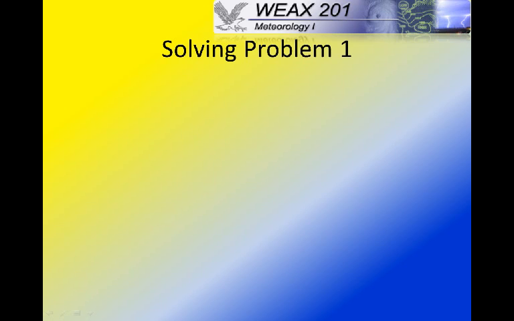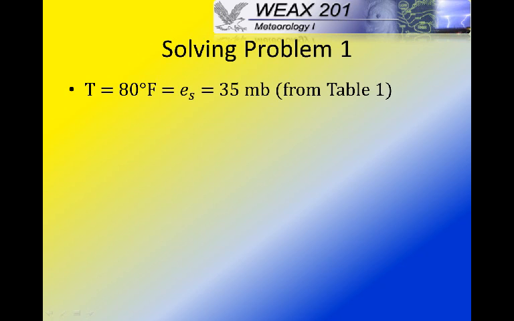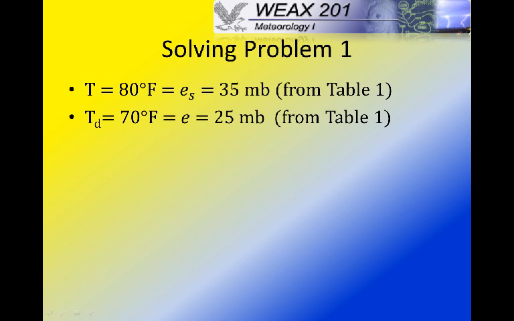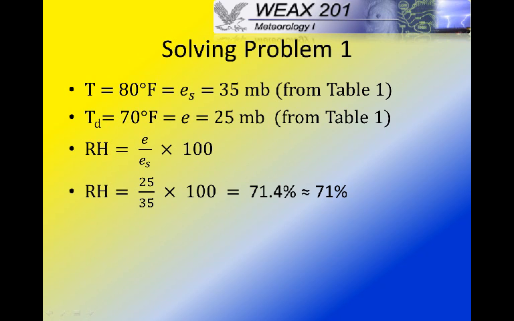Putting this back into our problem, once again the temperature of 80 correlated to a saturation vapor pressure of 35 millibars as taken from Table 1. A dew point temperature of 70 degrees Fahrenheit correlated to the vapor pressure of 25 millibars from Table 1. We insert that into our relative humidity formula, and we see that the relative humidity equals 25 millibars divided by 35 millibars times 100. That equals 71.4%, or rounded to 71% relative humidity.